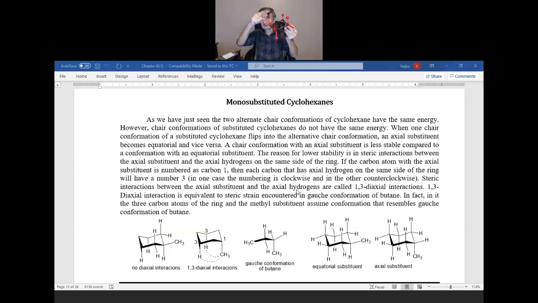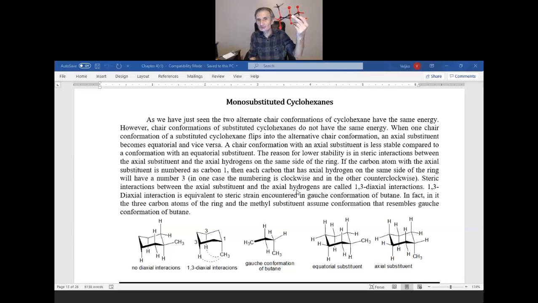And now this axial methyl is close to these two hydrogens. That's steric interaction. In fact, if you look at it, this is carbon, carbon, carbon, four carbons. And this is actually the gauche conformation of butane. That's the same interaction as in gauche butane. That's steric interaction. So that's a high energy conformation.